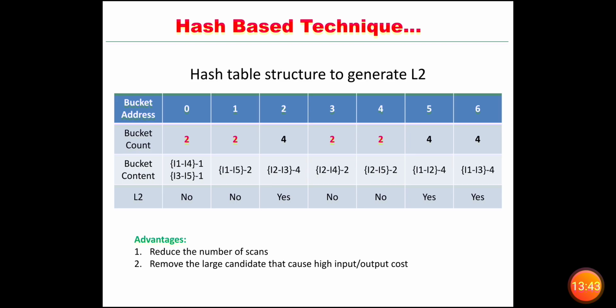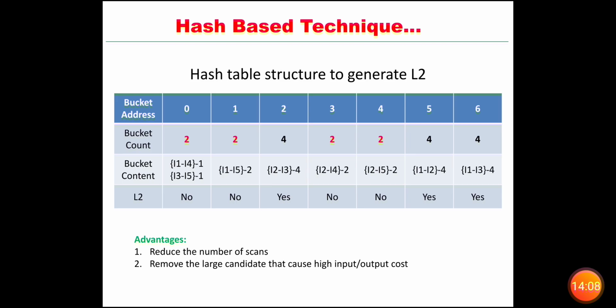The same way for bucket 3, the item set is I2, I4, and the value is 2. Then bucket 4, I2, I5, the value is 2. Then bucket 5, the content will be I1, I2, and that value will be 4.